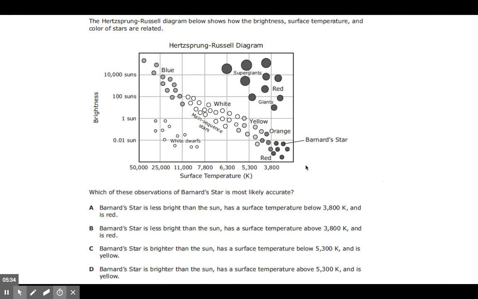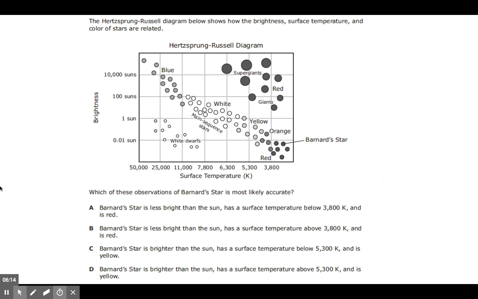Here is a question that we're going to practice interpreting the HR diagram with. The HR diagram below shows how the brightness, surface temperature, and colors are related. Make sure you know that related just means how they correspond to each other. The HR diagram can only show us three things: brightness, surface temperature, and size. It just so happens that the surface temperature is related to the color. The hotter it is, the color changes.